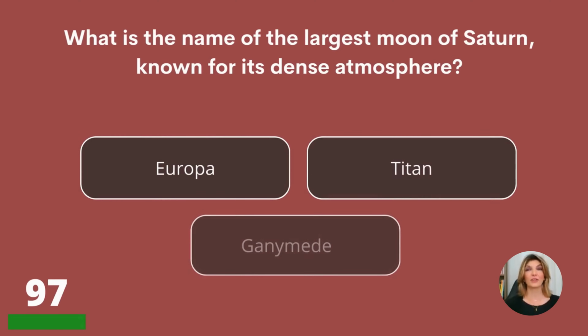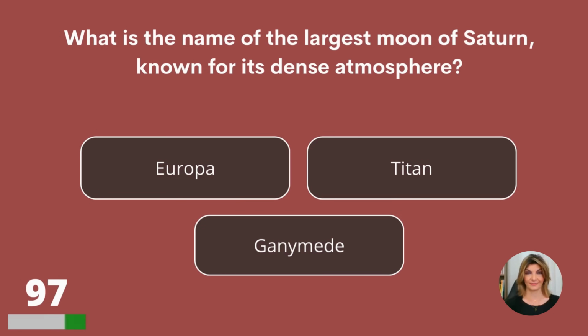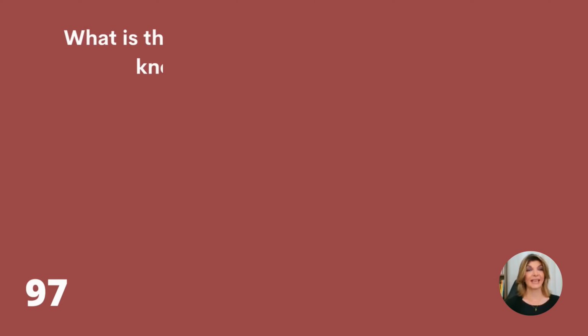What is the name of the largest moon of Saturn, known for its dense atmosphere? Europa, Titan, or Ganymede? Titan.